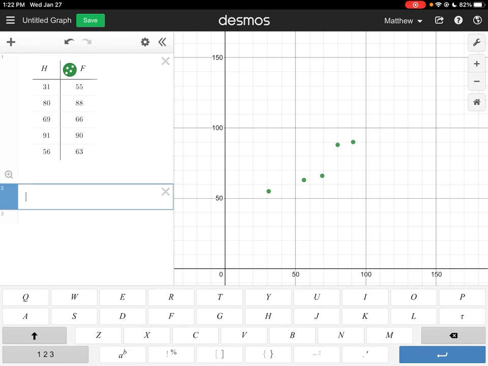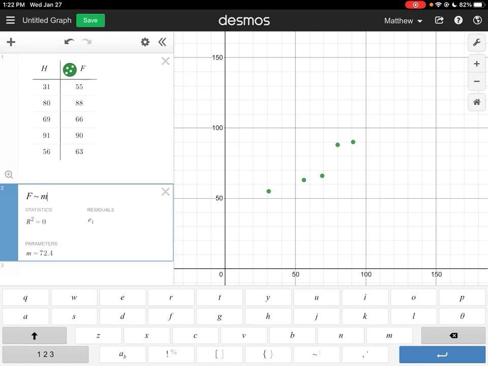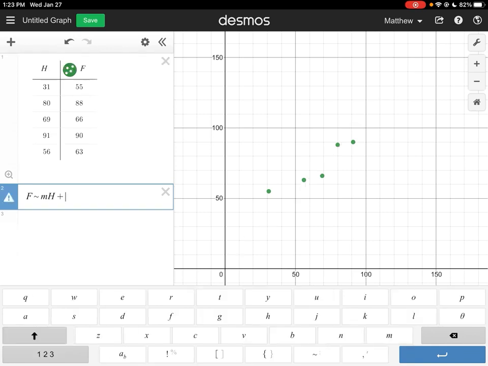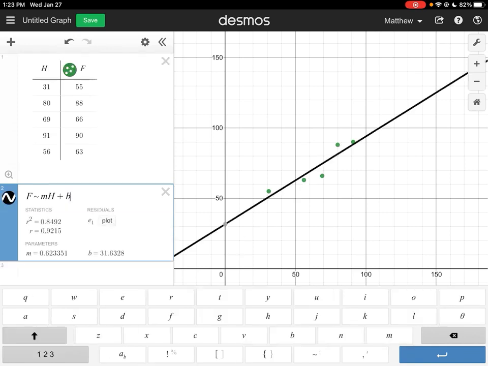So you still have to use the structure y equals mx plus b, but instead of y, we're going to use F, because that's the second coordinate, and we have to use the capital F to refer to the table. So there's the y, then instead of equals, do the tilde, m, and instead of x, we're going to do capital H, then plus, and then the lowercase b, and here we go, we just made our regression line.